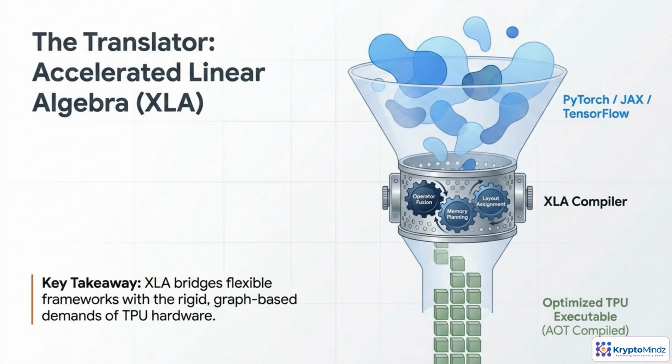XLA is the translator between your high-level code and TPU hardware. Instead of executing every TensorFlow or JAX operation one by one, XLA captures the whole computation graph and compiles it ahead of time. During compilation, it can fuse operators, plan memory, and choose data layouts that match the TPU. What you get is a single, highly optimized TPU program that runs much faster and more efficiently.